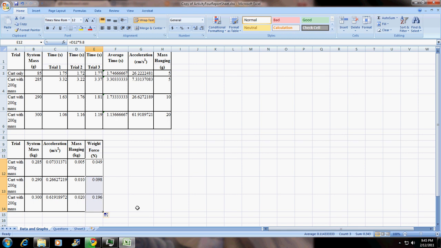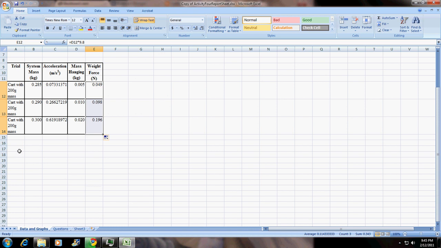Okay. So to graph, remember on the horizontal axis, we usually put what we're given, and on the vertical axis we put what we measure. So in this case, we're given the weight force that was hanging, and we measured the distance so that we could calculate our acceleration. So that's what we're going to do.